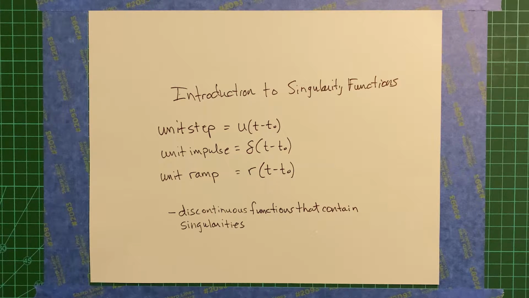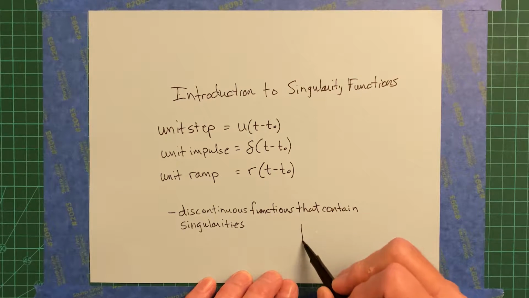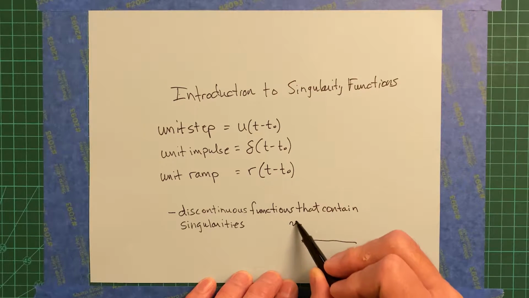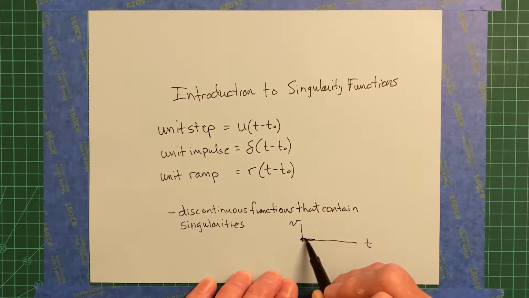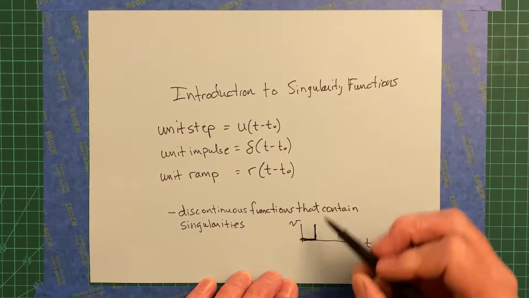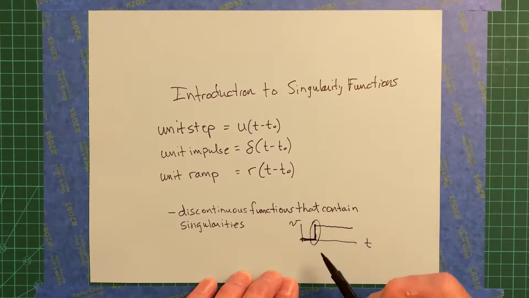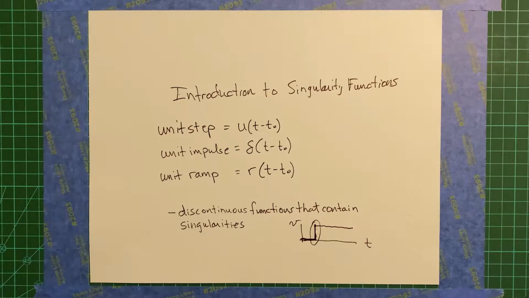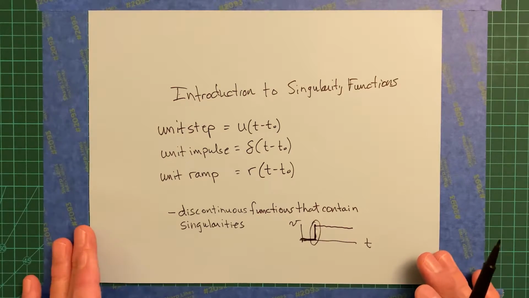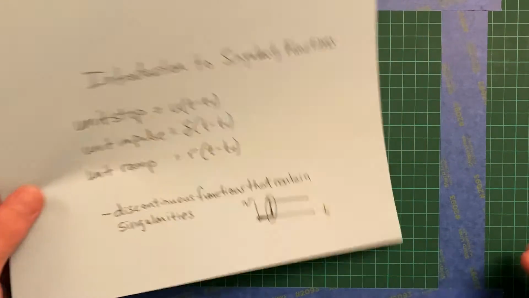Now, a singularity function is a mathematical function, and it's discontinuous, and it contains singularities. Mathematically speaking, a singularity is where something becomes undefined. Here's an example. Let's say we've got some voltage versus time, and the voltage is 0 over here, but then suddenly it jumps up and becomes a different value, at a higher value there. Right in this region, that's a discontinuity in the function itself, so the derivative of that is going to be undefined at that point. So that's an example of a discontinuous function that contains a singularity there.